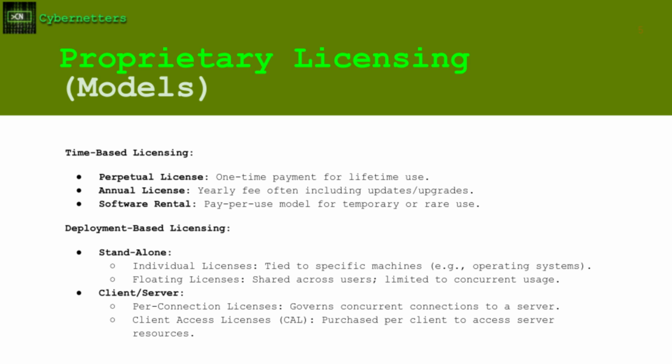And then there's the client or server licensing. The first one is per connection license, which limits the amount of simultaneous connections to a server. It's like having only a few parking spots for a busy lot. And then there's client access licenses or CALs. These are tied to each client using the server. It's like buying individual tickets for everyone entering a museum.